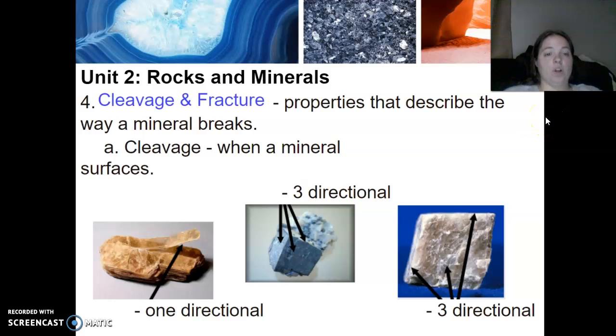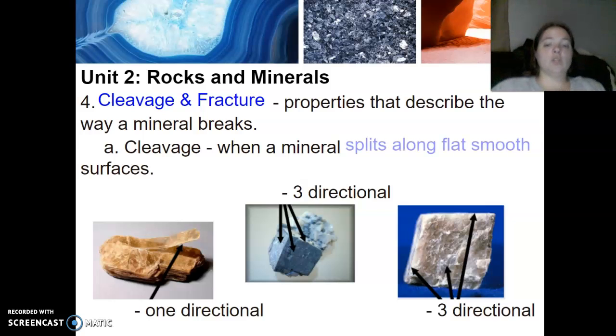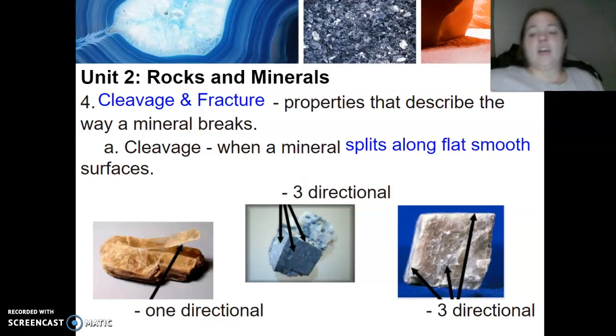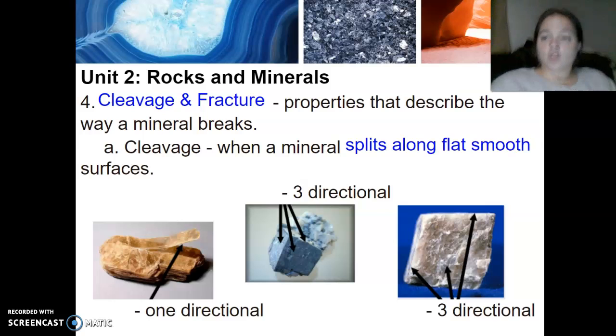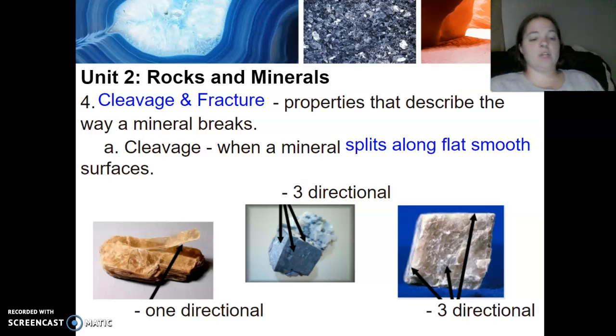Another property we're going to look at is cleavage and fracture. These describe the way the mineral breaks. So if I was to take a hammer to it, what would it do? Cleavage is when it would split along a flat, smooth surface. So if I was to slam that hammer down right on this mica, it's only going to break in one direction. It's actually going to more like peel.